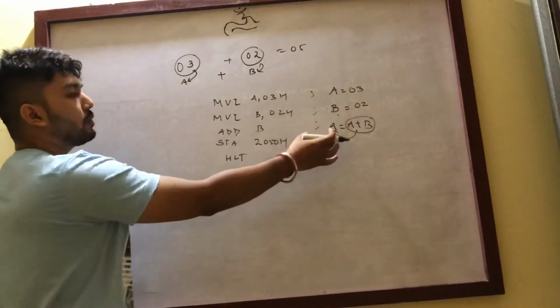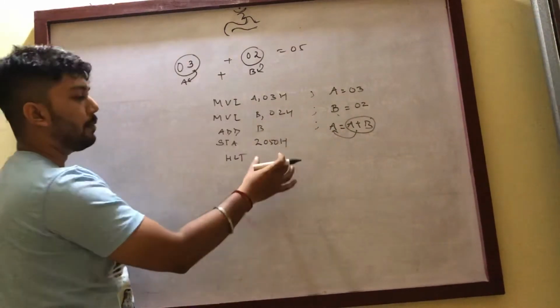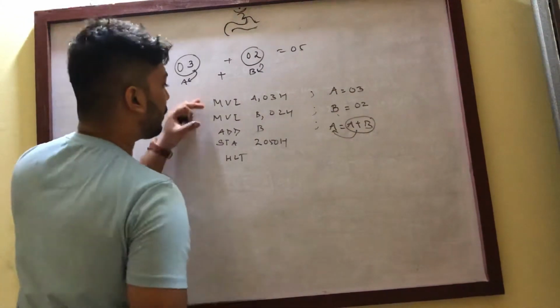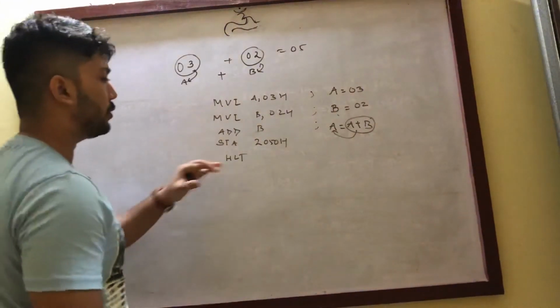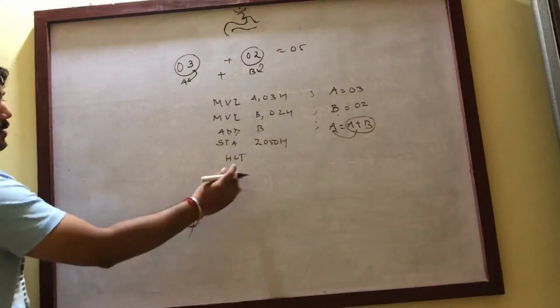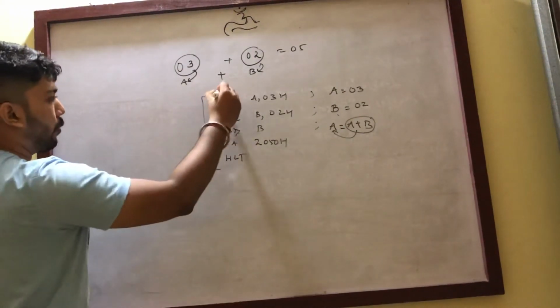So I need to store the data of the accumulator in some address. So I have taken the address as 2050, and after performing the addition, I'll just terminate the program using halt. Now this is the basic ALP program.